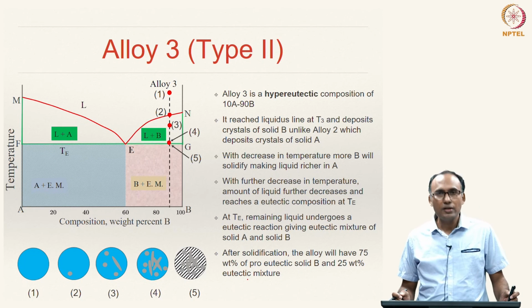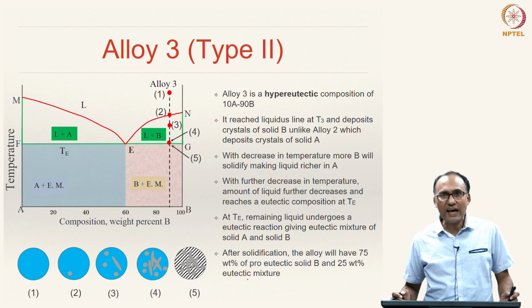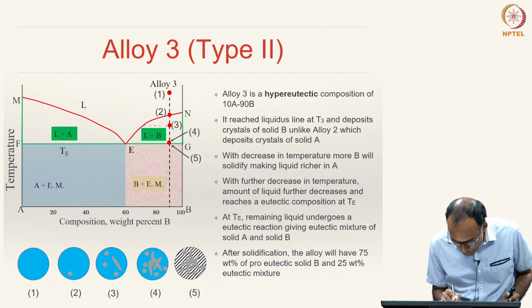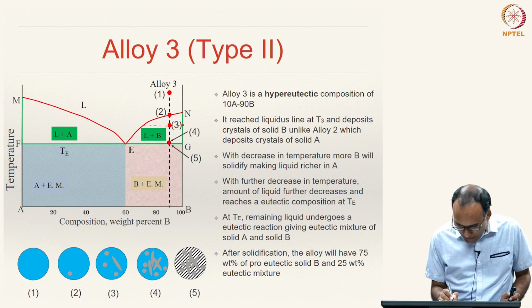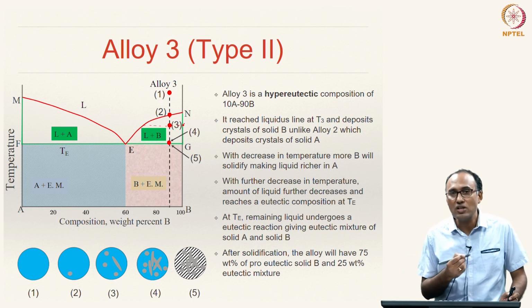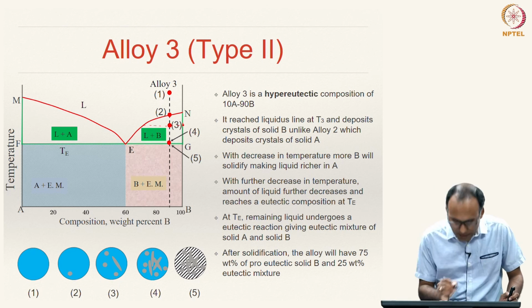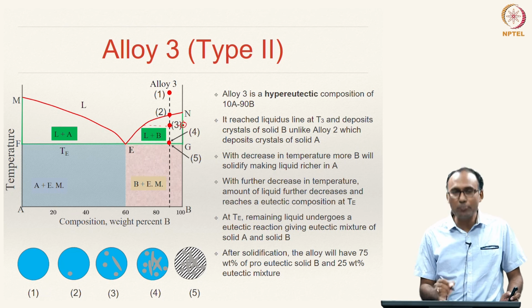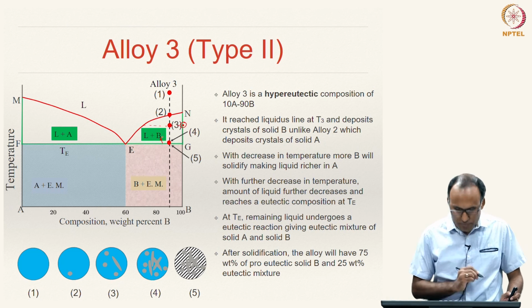And now let us look at alloy 3, which is exactly similar, except that if you draw a tie line at point 3, this tie line hits the solidus at pure solid B. That means the solid phase should be pure solid B, and hence the solid phase that is precipitating from the liquid should be pure B. That is why it is pure B.